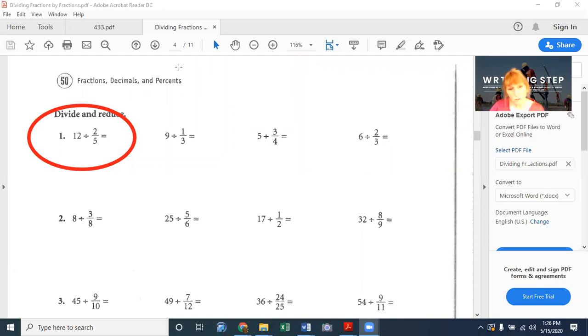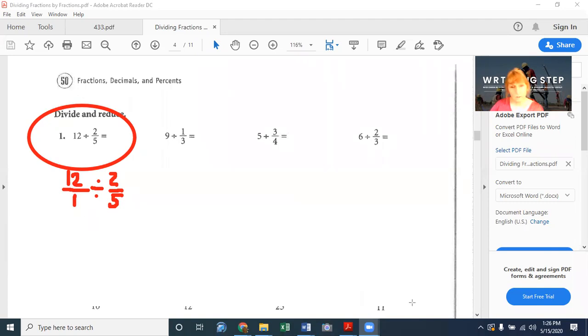Well, it's nothing much different except that we first have to get the 12 into fraction form. So we're going to write 12 over 1. Because isn't 12 over 1 really 12? Any whole number can be written over 1. And we're going to divide that by 2/5. Okay, and now we can do our keep, change, flip, and I'm going to make a little bit of white space here so I can continue my division thing here.